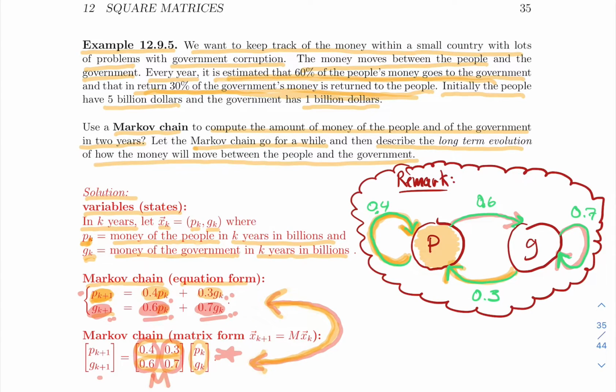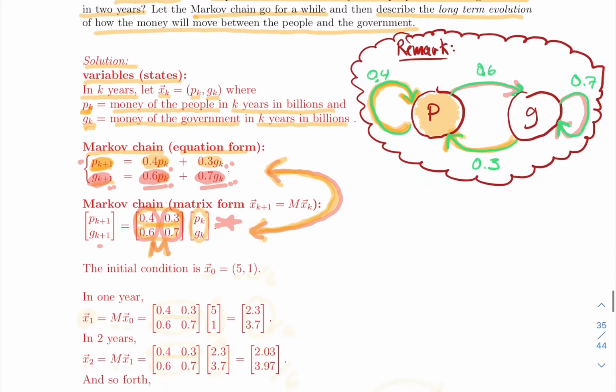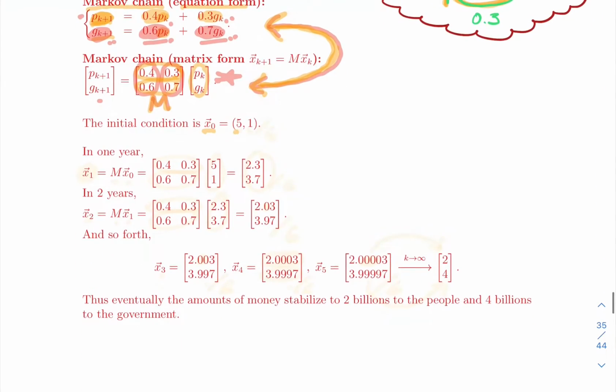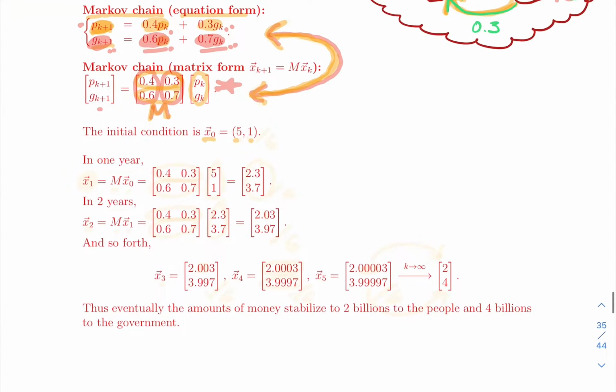Okay, but we need to see what the Markov matrix is. Here the Markov matrix is 0.4, 0.3, 0.6, 0.7. By the way, it's regular because there are no zeros in that matrix. And of course, with that notation, what is X0? Well, right now, the people have 5 billion and the government has 1 billion. So that's my initial condition.